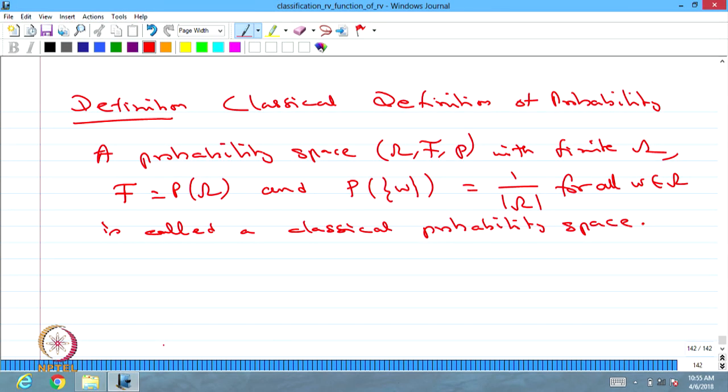The probability measure P, which is defined in this probability space with omega finite, F the power set of omega, and P on each possible outcome equally likely, that is 1 divided by the number of elements in omega, is called a classical probability measure, and the probability space is called a classical probability space. So the classical probability space is a special case of the probability space which we defined earlier, that is called the axiomatic definition of probability. The special case is the classical probability space.